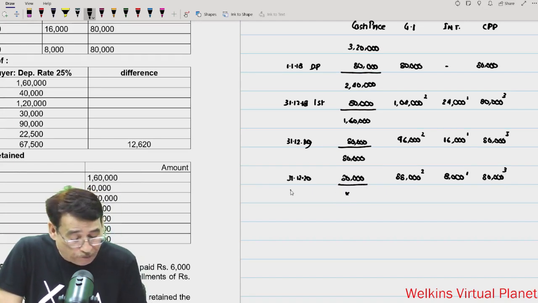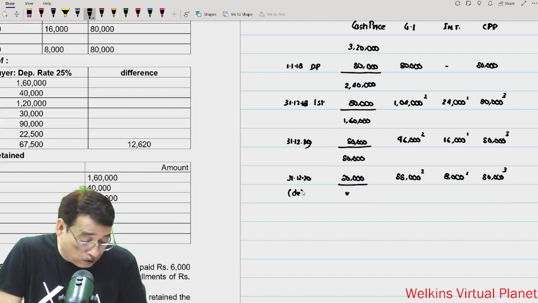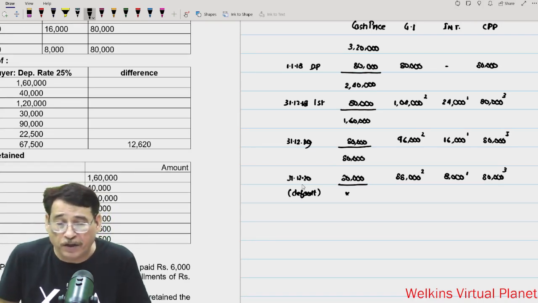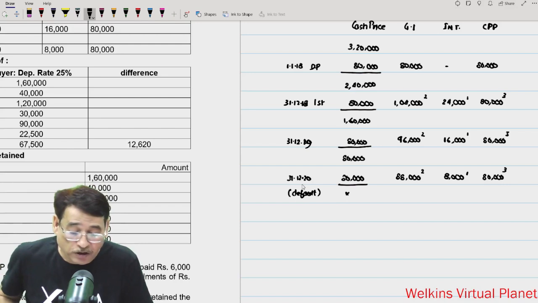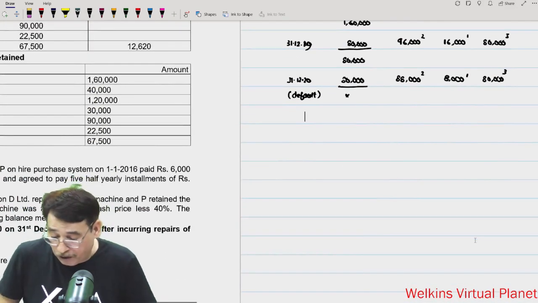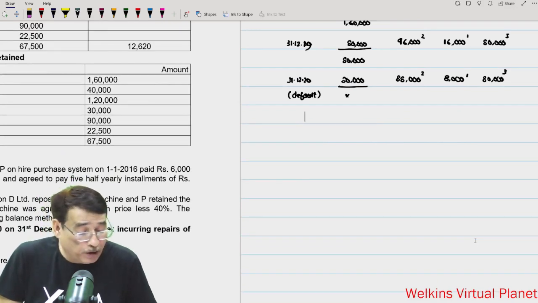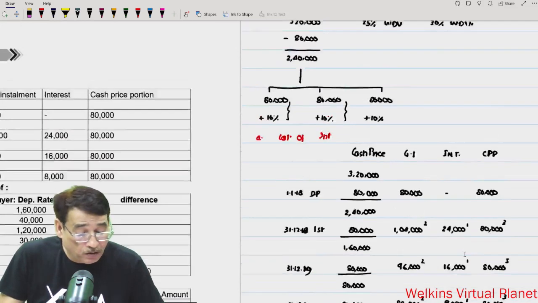Remember one thing, default has been committed on the third installment. In this question, default has been committed on the third installment. That means the lifespan of the question is 3 years. Is it clear to you or not? It is very important to keep track of the lifespan of the question. Why is it important? Because we have done the working.